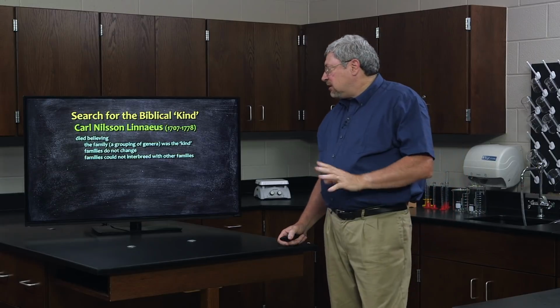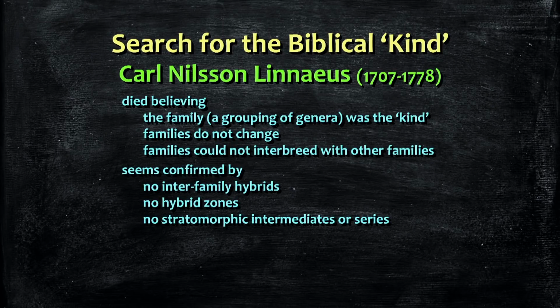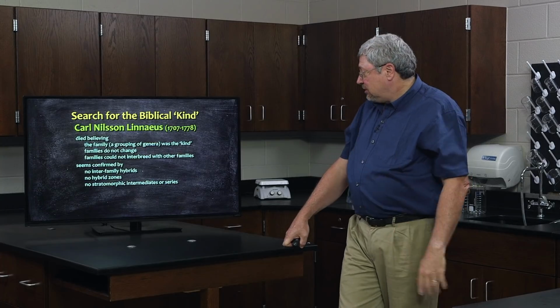Carl Linnaeus basically, by the time he died, believed that the family, the biological family, which is a grouping of genera, was actually the created kind, and that families don't change, and that families could interbreed with other families. Since that time, this seems to be confirmed by our observation. We know of no examples of organisms from 2 different biological families being able to produce hybrids. We have no examples of hybrid zones between taxonomic families. And we have no good evidences of stratomorphic intermediates in the fossil record between families.